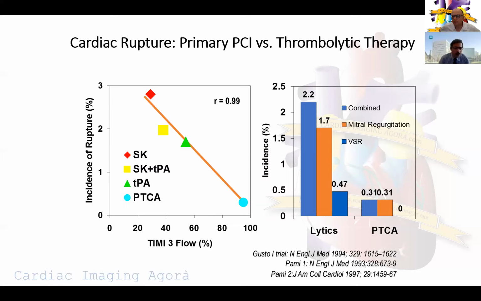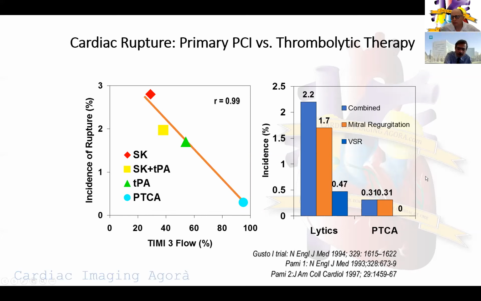The really good news is that the rates of mechanical complications have decreased over time. This is a historical slide, but you can see on the left, as we've improved with opening up the artery in a timely fashion with primary PCI, which opens up the artery about 90–95% of the time, the likelihood of mechanical complications is extraordinarily low.